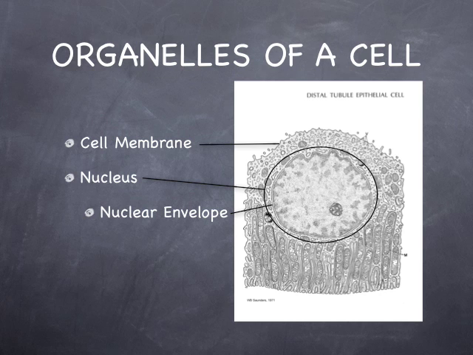The nuclear envelope is that double-layered boundary around the nucleus. So I'm guessing if you can find a nucleus, you can find a nuclear envelope, can't you? Yeah? Yeah, I'm sure you can.